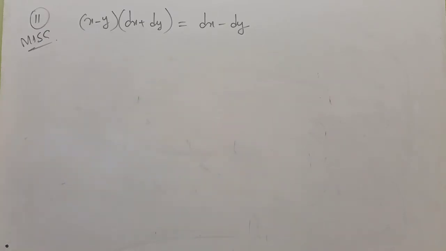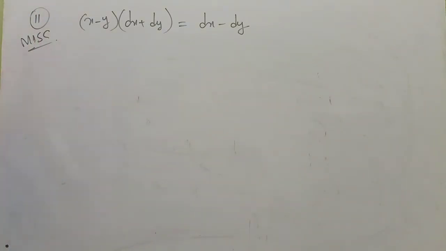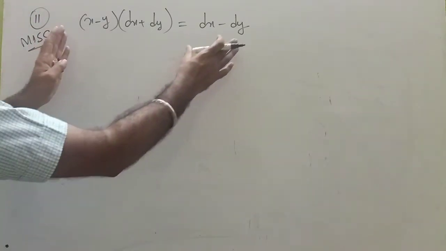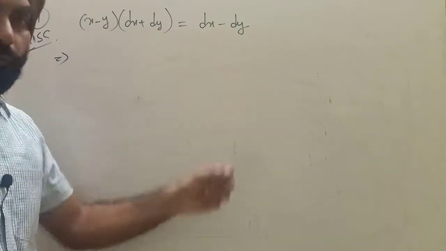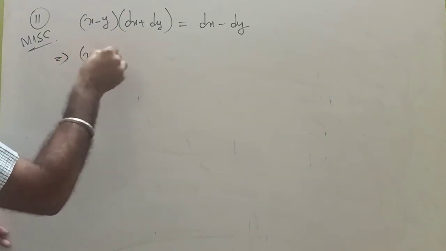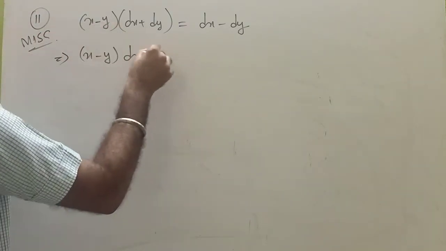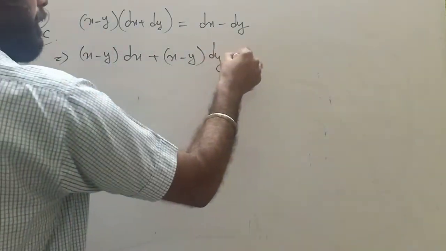Now there is question number 11 of miscellaneous exercise, which is of this type, and this is the only question in the NCERT of this type. This is the statement. First of all, see that there are 2 dx and 2 dy. So first of all, make 1 dx and 1 dy. For that, open the bracket, x minus y into dx plus x minus y into dy, left hand side. Right hand side same.